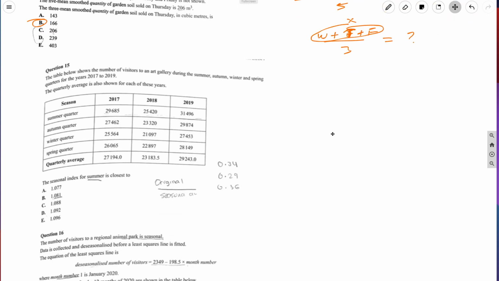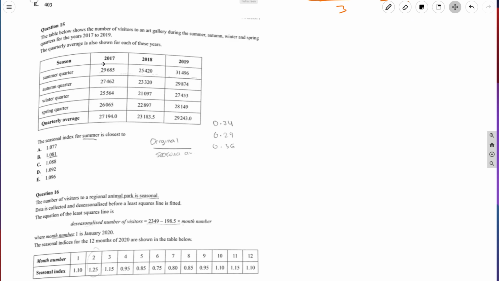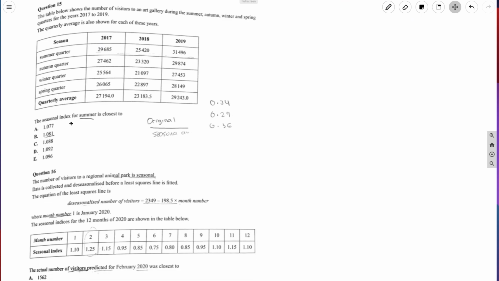Then question 15, a table below shows the number of visitors to an art gallery during the summer, winter, autumn, and spring. The quarterly average is also shown for these years. What is the seasonal index for summer? An annoying one. I did create a spreadsheet for my students that couldn't end up transferring to their calculators, that could automatically calculate seasonal indices. So a bit of a shame that it didn't work, and they did put it in there. They've given us the quarterly averages already.